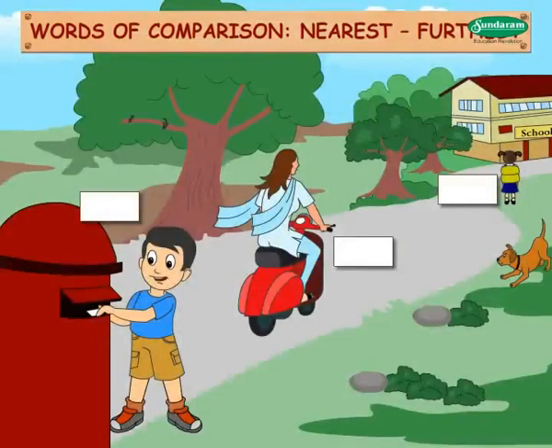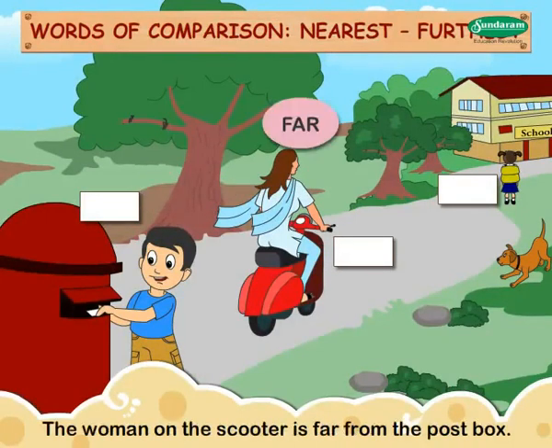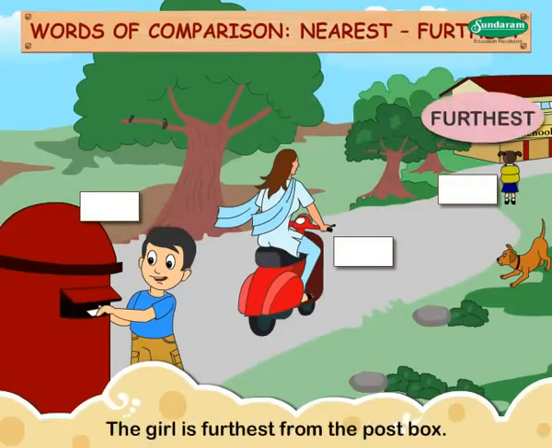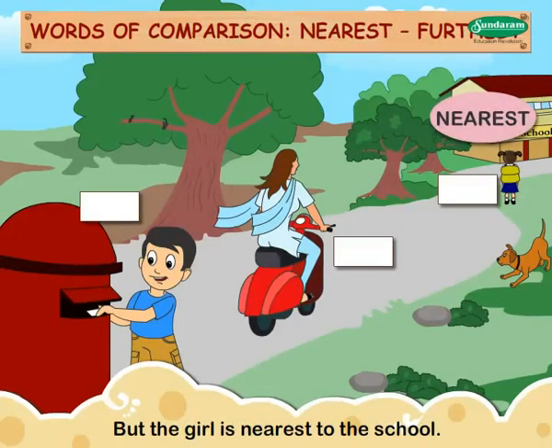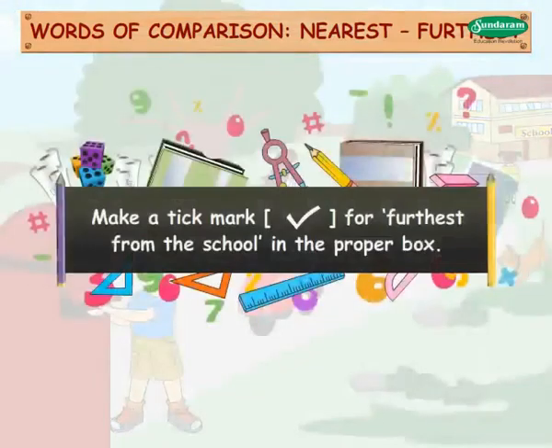Now look at this picture. The boy is nearest to the post box. The woman on the scooter is far from the post box. The girl is furthest from the post box. But the girl is nearest to the school, and the boy is furthest from the school. Make a tick mark (correct) for furthest from the school in the proper box.